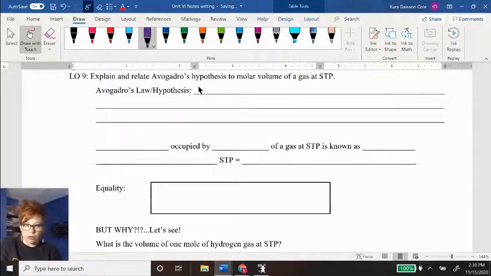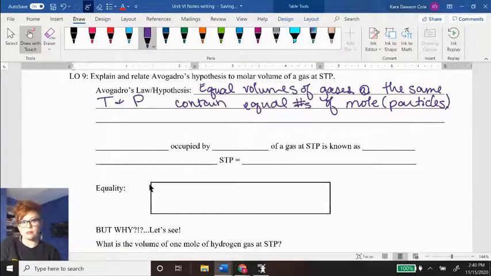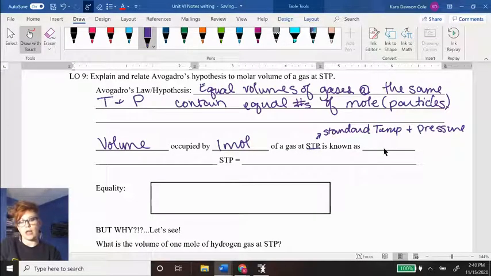It states that equal volumes of gases at the same temperature and pressure contain equal numbers of particles, which we now know to be moles. So equal volumes of gases at the same temperature and pressure contain equal numbers of moles. The volume occupied by 1 mole of a gas at STP, standard temperature pressure, is known as molar volume.